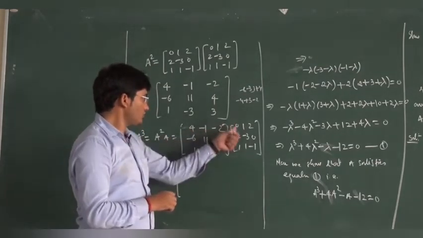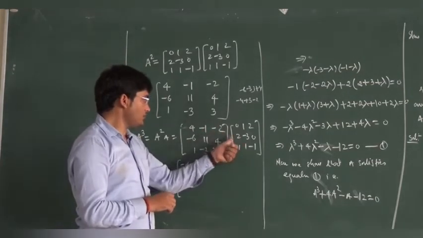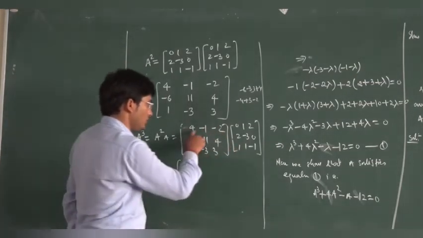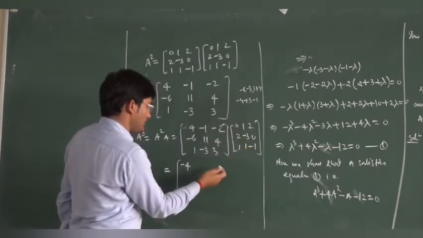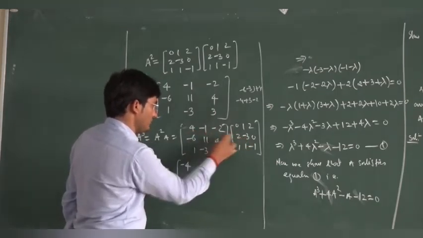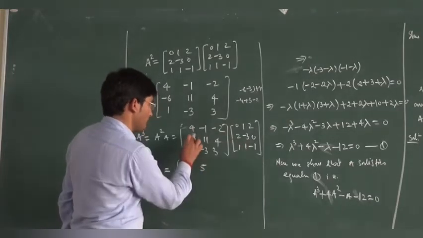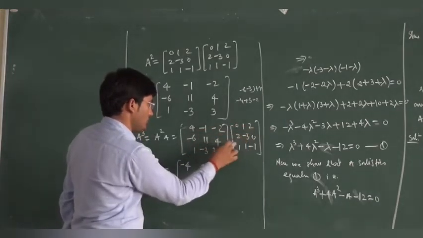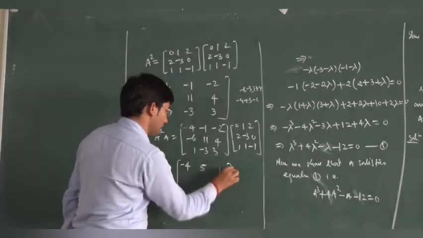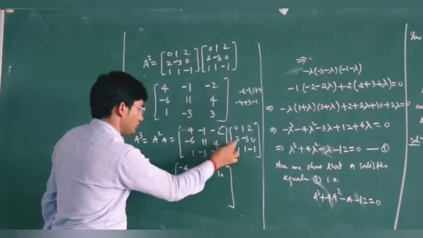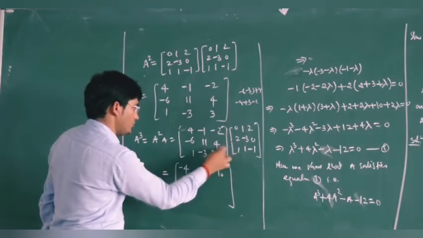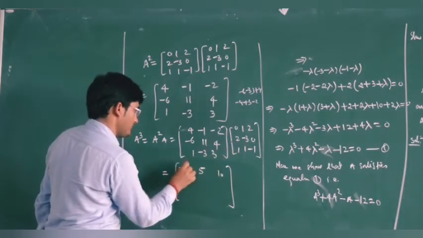The first row into first column will be 0. Then we have minus 2, minus 2, so this is your minus 4. Then we have 4 plus 3, so we have 7. 7 minus 2, so this is your 5. Then we have 8 plus 2, so this is your 10. Then we have minus 0. Then 22 plus 4, so this is your 25.